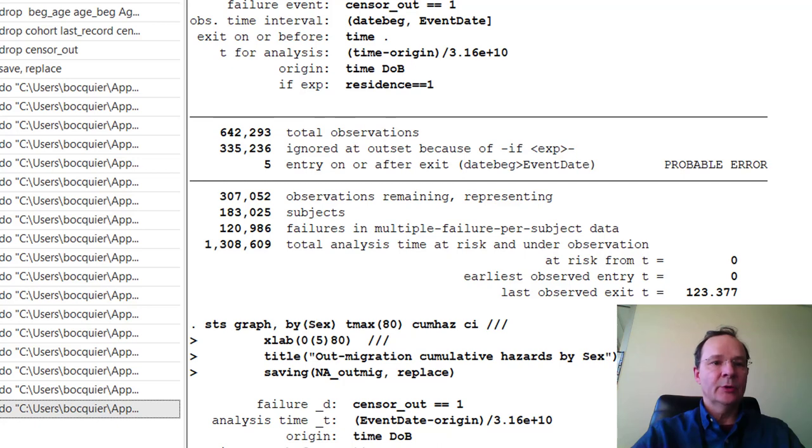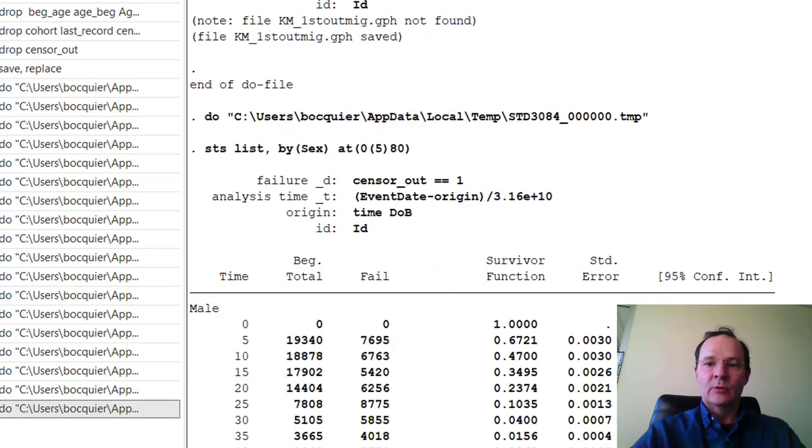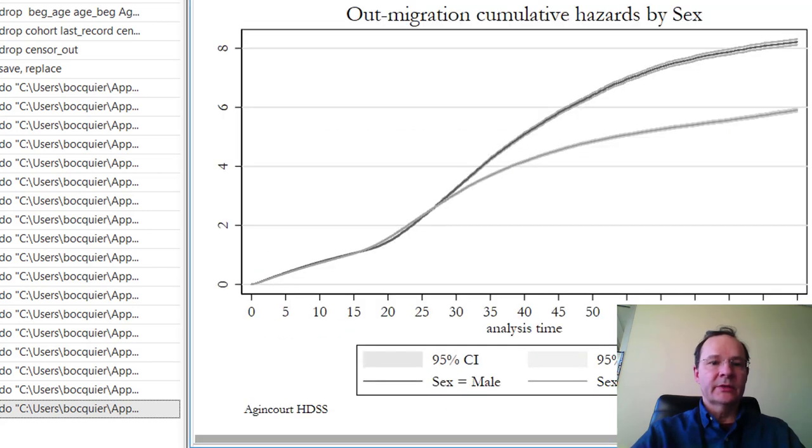As you can see here from the output of the estset command, the number of failures is higher than previously computed for single failure per subject events. In single failure per subject data there were about 115,000, whereas for renewable events there are 121,000. The resulting outmigration cumulative hazards are quite different by sex. Similarly to what we've observed with Kaplan-Meier curves and the actual rates of out-migration, females and males do not differ too much before 25 years old, and then there's a high discrepancy between females here and males here.